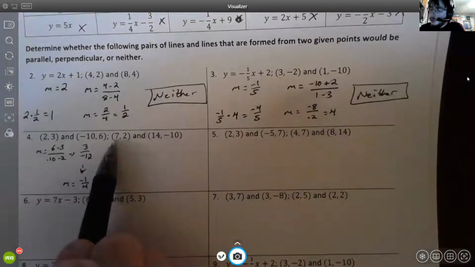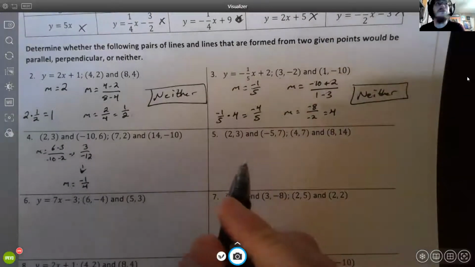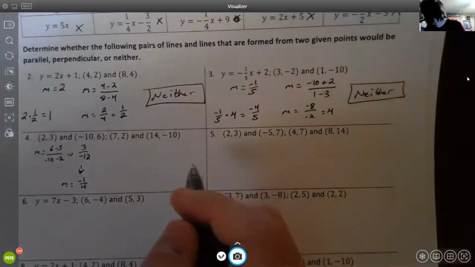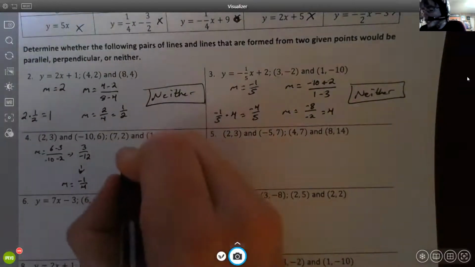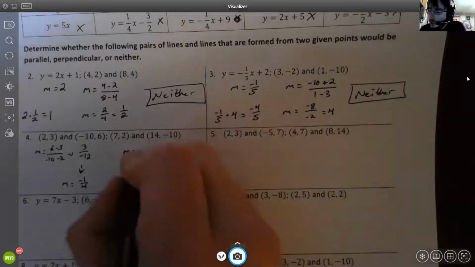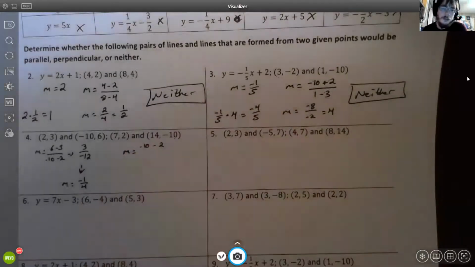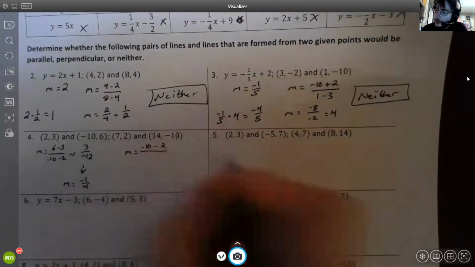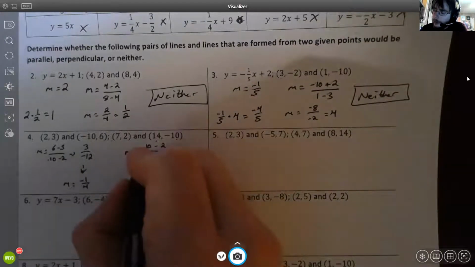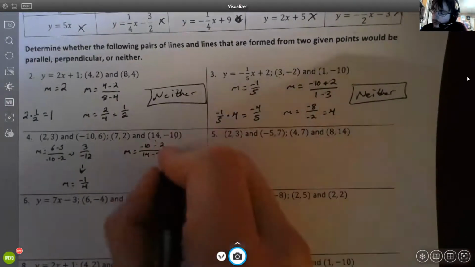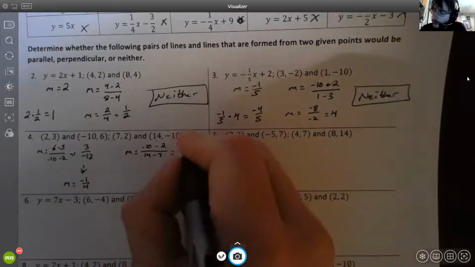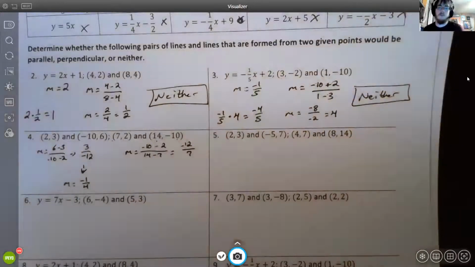Next up, you have (7, 2) and (14, -10). So your slope, m equals y2 minus y1, so -10 minus 2, over 14 minus 7. So this gives you negative 12 over 7, which cannot be simplified.